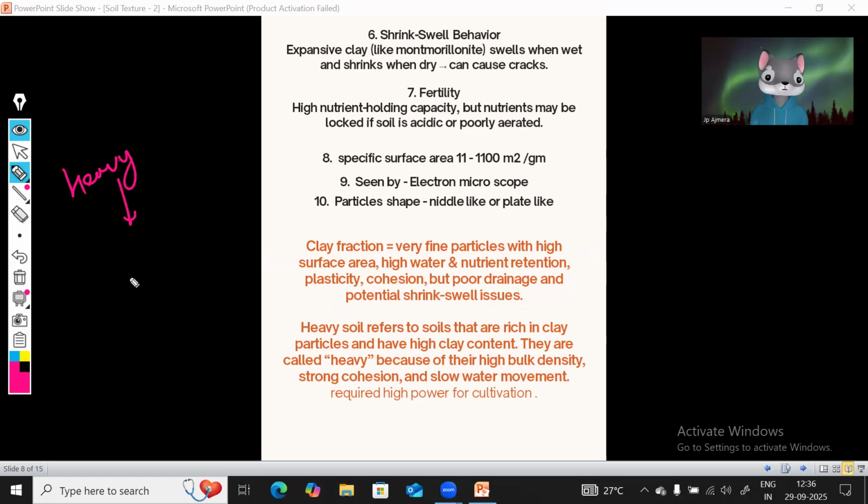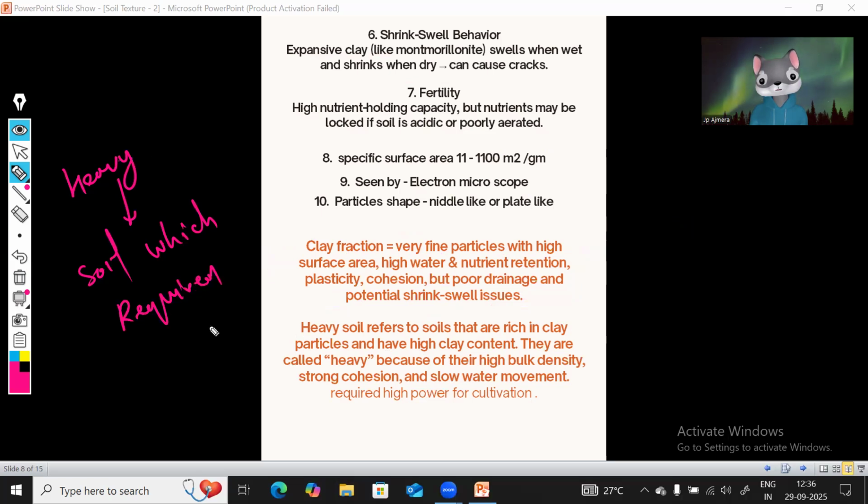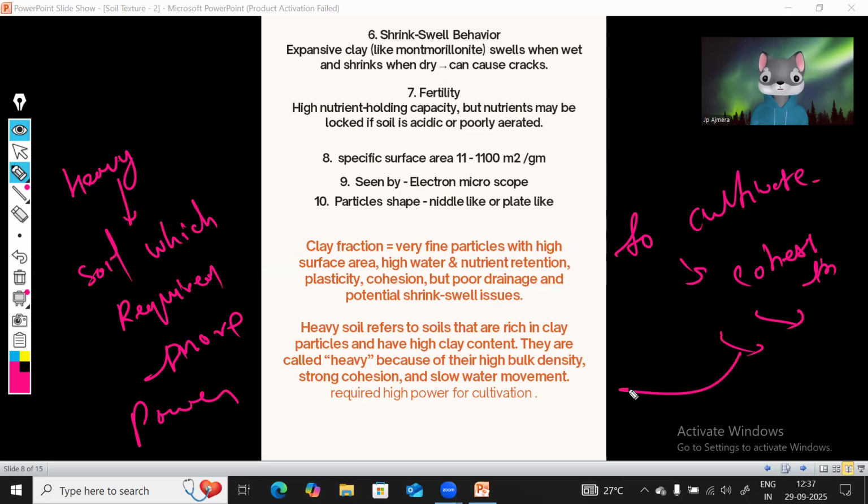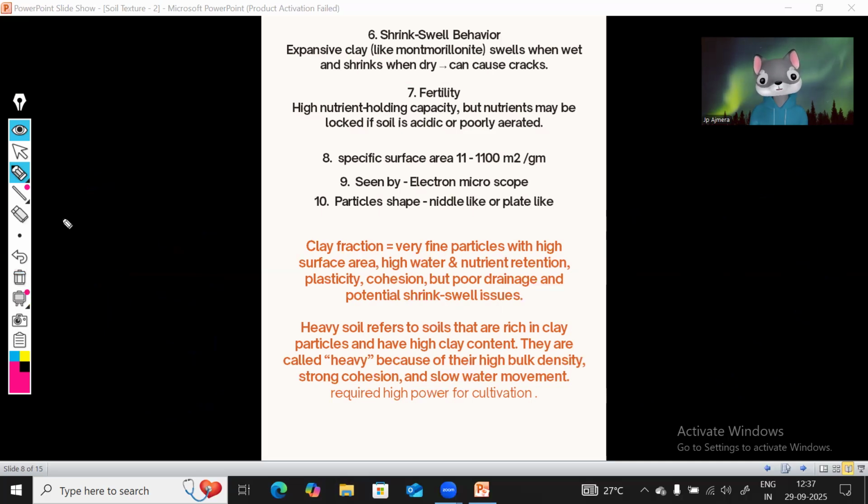Let me just explain. Heavy soil requires high power to cultivate. It is because the cohesion is high, so the soil requires high power for cultivation. That's why, for the friction, light soil is the same.